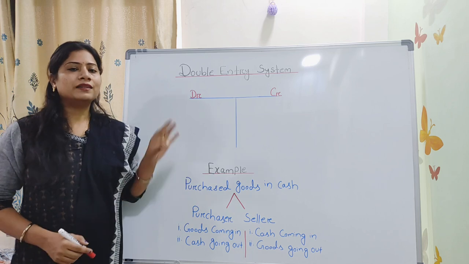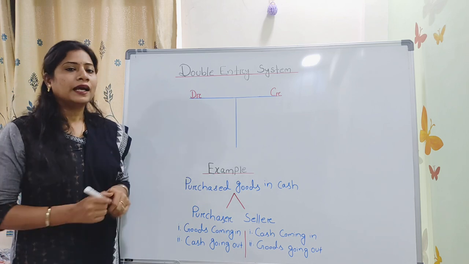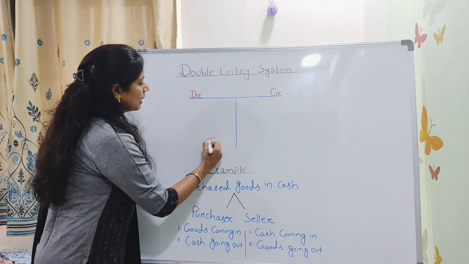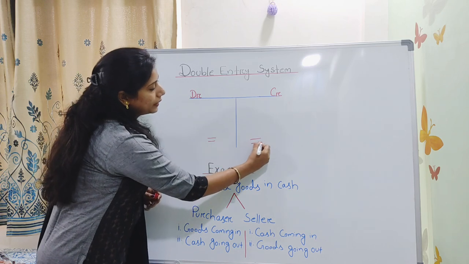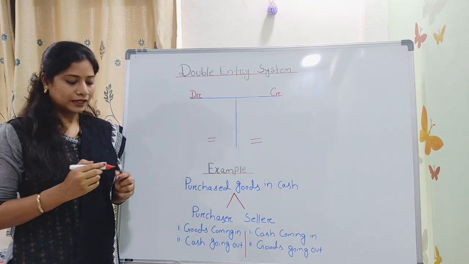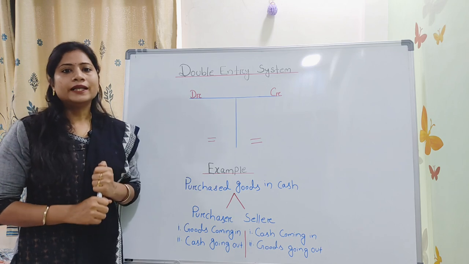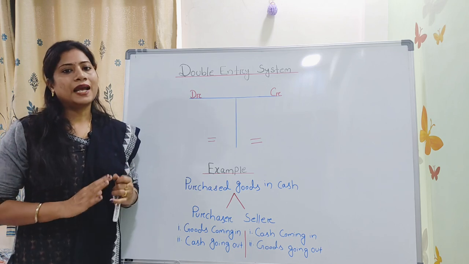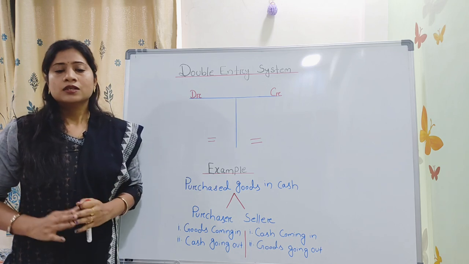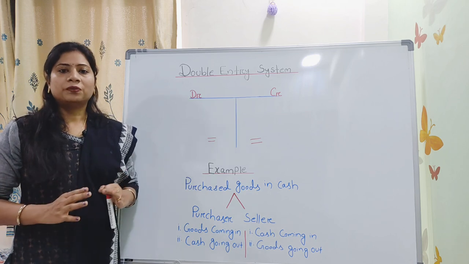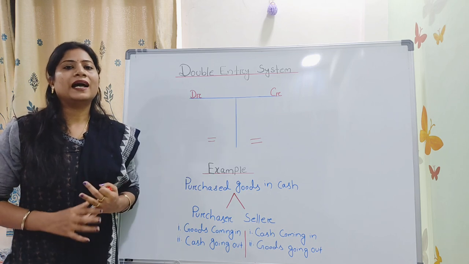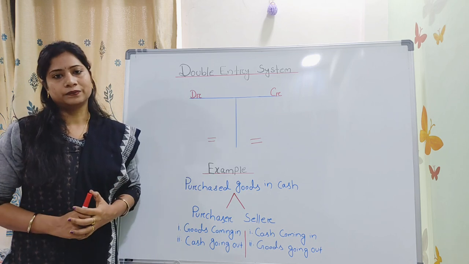And this system ensures that total debits are equal to total credits. This double entry system provides a complete and clear picture of financial records, so it has been adopted by many companies and banks all over the world.